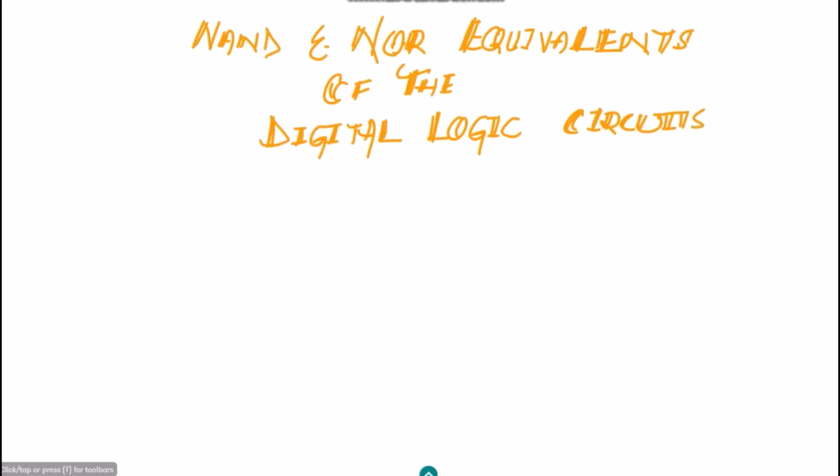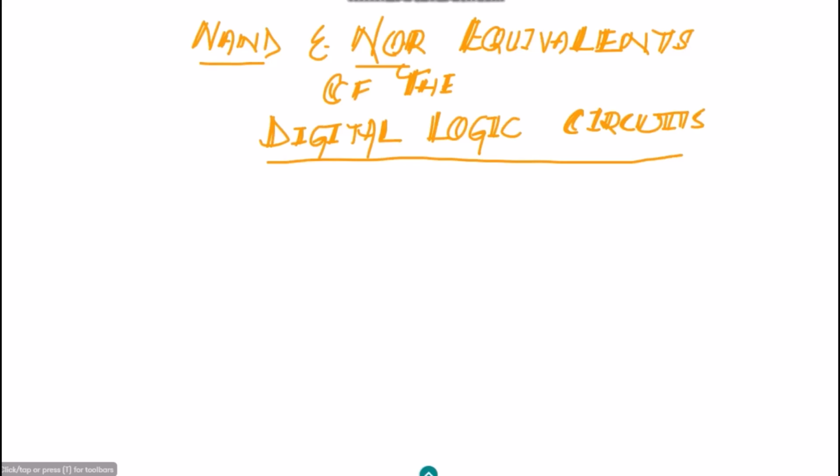Welcome back, guys. So today we are going to discuss a very important topic: the NAND and NOR equivalents of the fundamental digital logic gates or digital logic circuits. So why is it important to represent them with these NAND and NOR gates? This is because of the availability of NAND and NOR gates as natural gates.